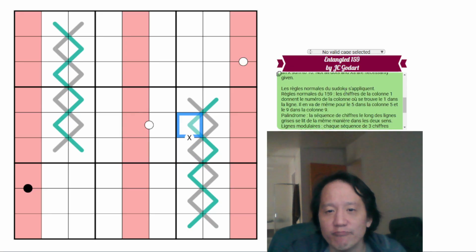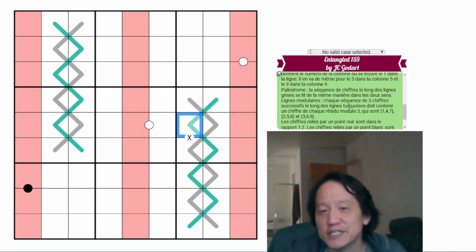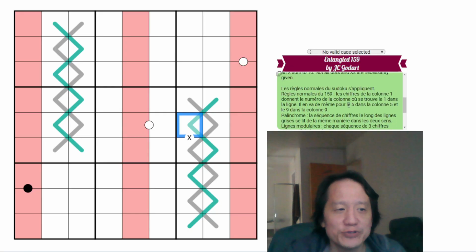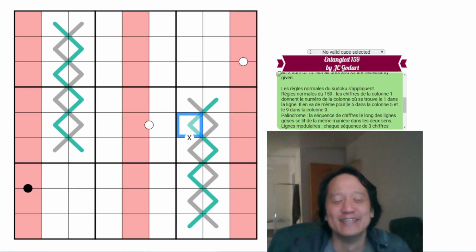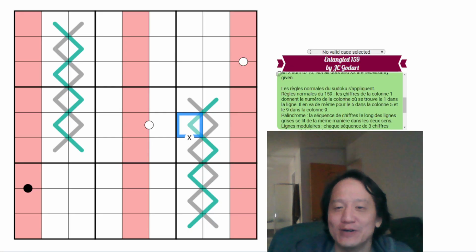Oh, and there are also rules in French. My French is horrible, so please, I'm not gonna be reading those because I don't speak French very well.